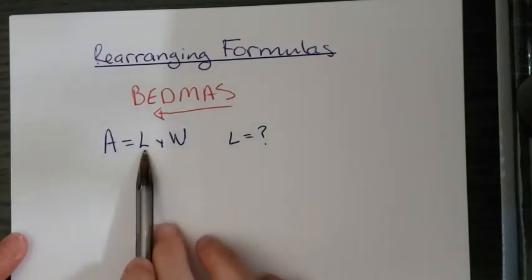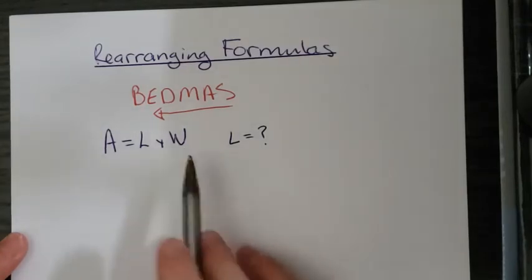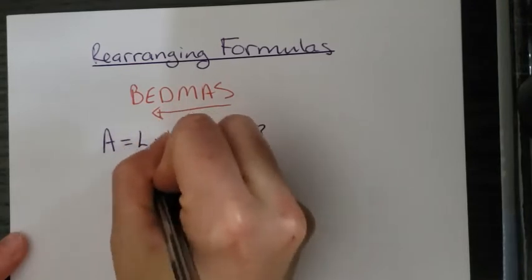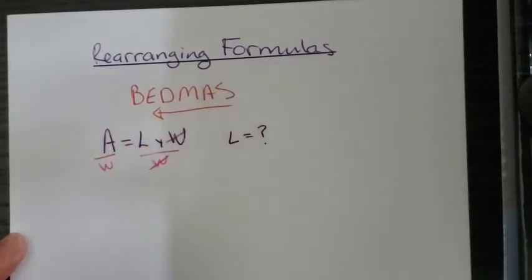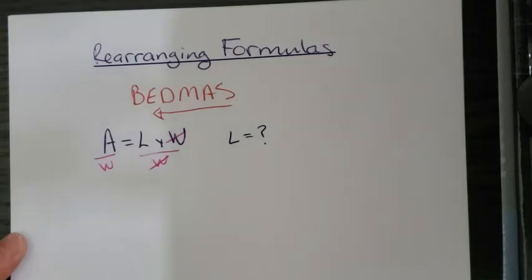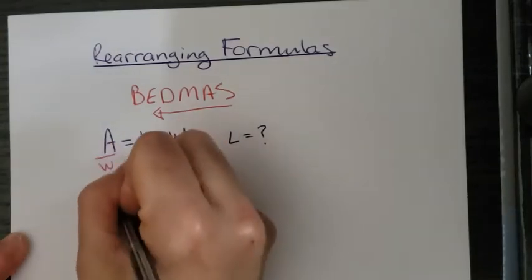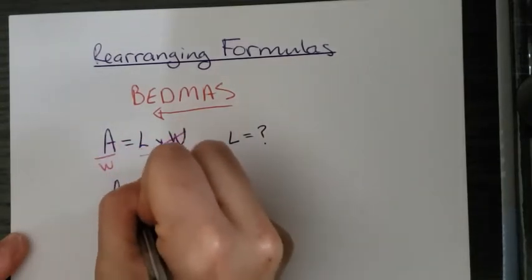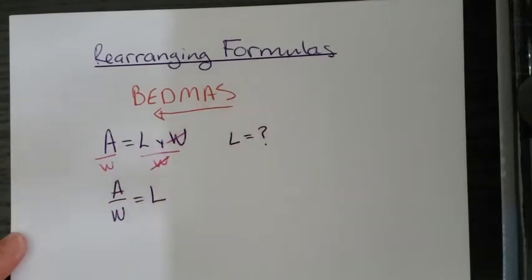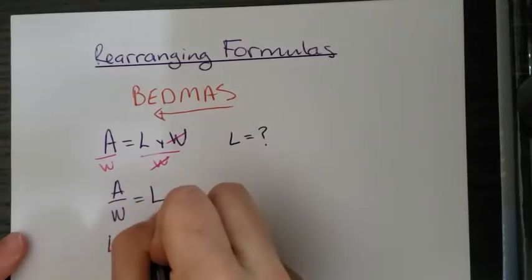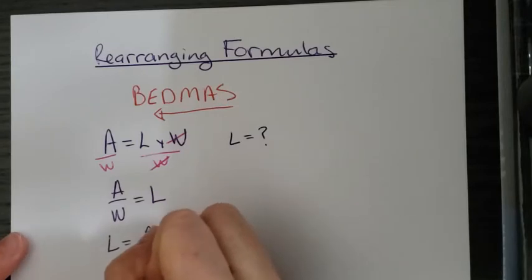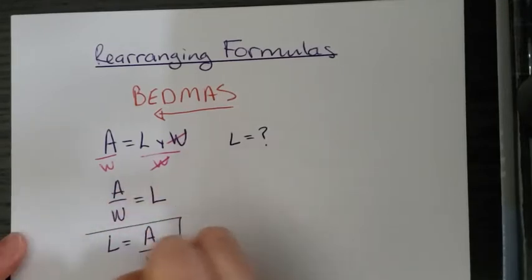So the opposite of multiplying by the width would be to divide by the width. So divide, divide. The widths disappear because W divided by W is just 1. And we're left with A over W is equal to the length. Now, this answer is totally right and correct. However, when we write out formulas, we always want whatever we're solving for on the left side. So we're going to take it one more step and say L is equal to A over W. And we're done.